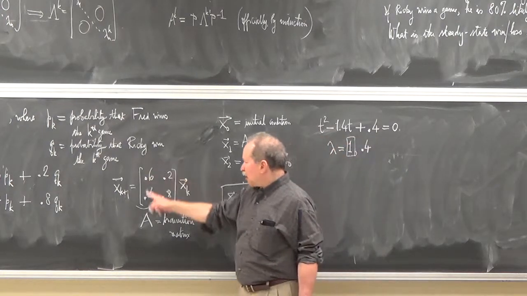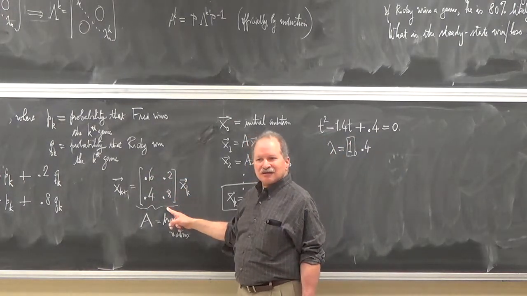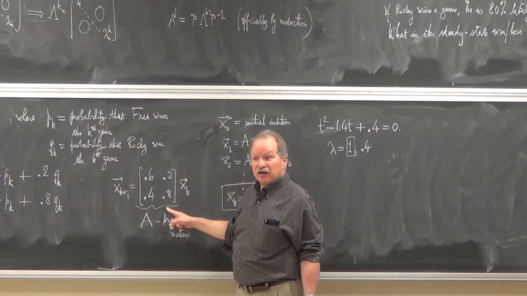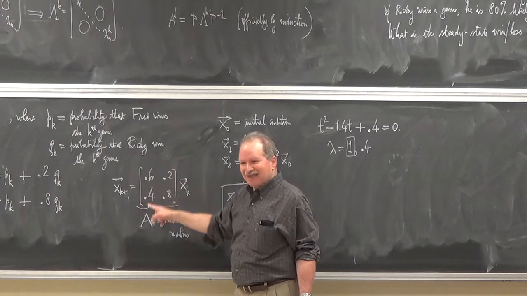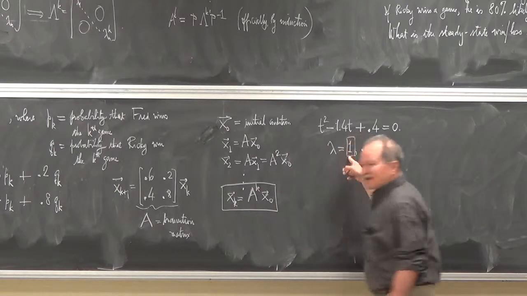What do you notice about the columns of this matrix? They add up to 1. Why do they add up to 1? Because the probabilities have to add up to 1. That means 1 has to be an eigenvalue.